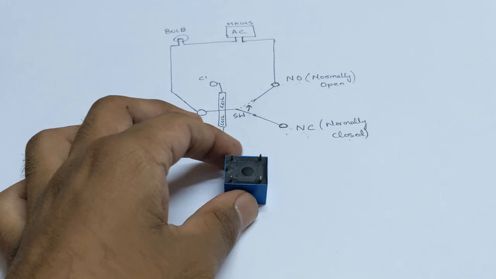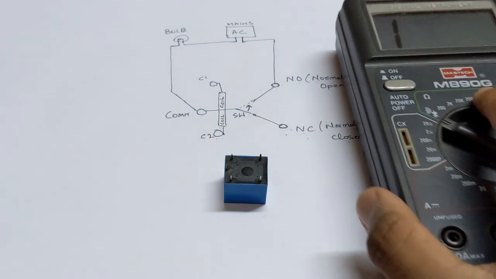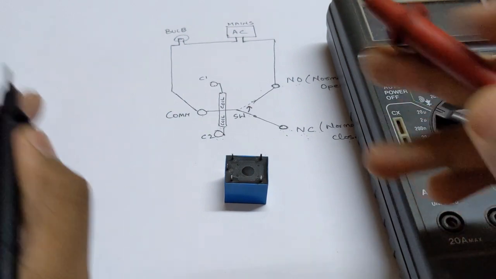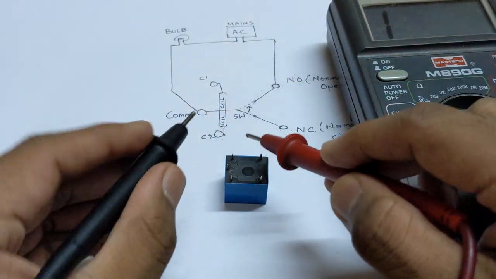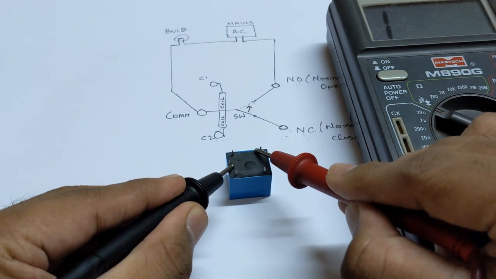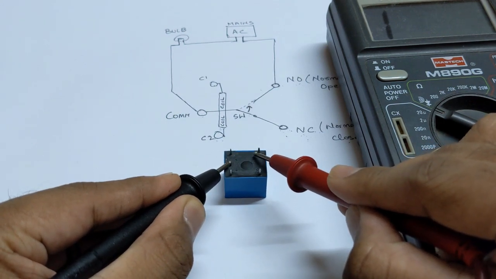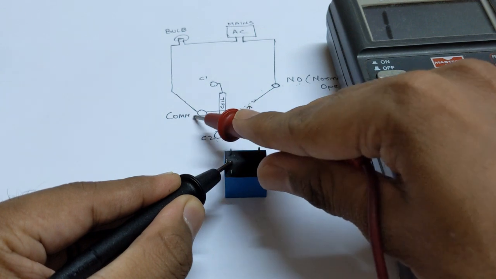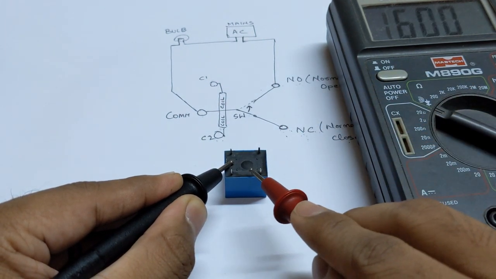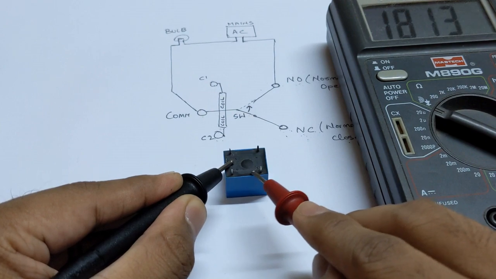We can check the same with a multimeter. Put the multimeter in the continuity mode and just check the pins. We know that COM and NO are initially not connected, so when you check the continuity between these 2 points, there is no continuity. COM and NC are connected, so you can see continuity between these 2 points.